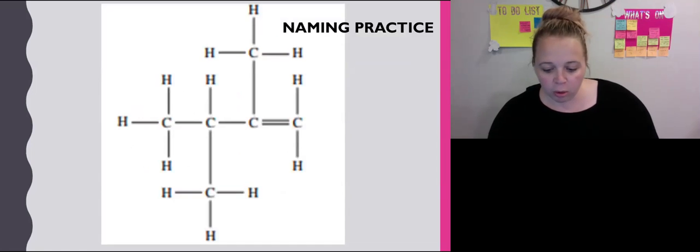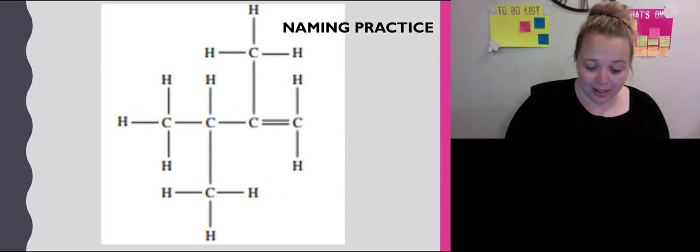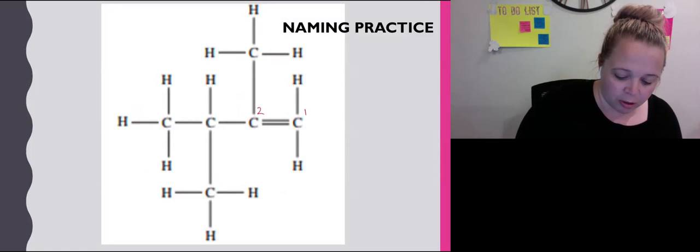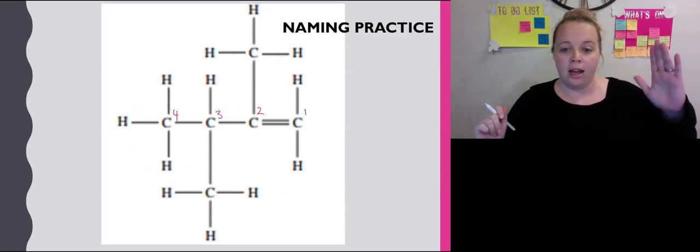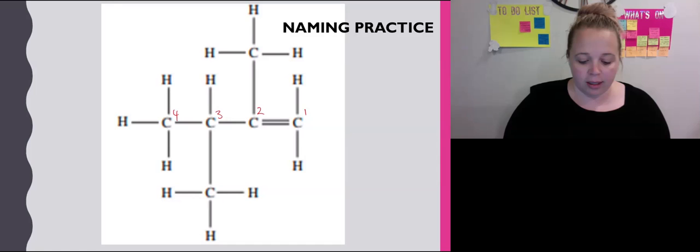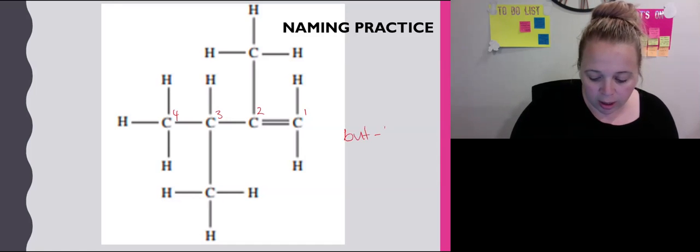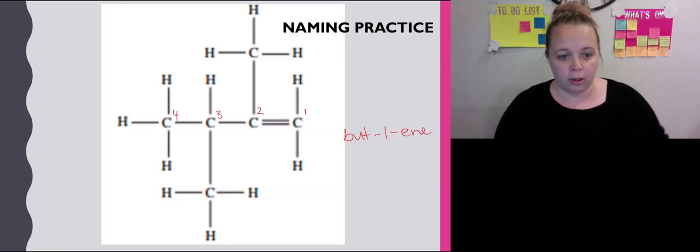Okay, one more. This has got lots of things happening, so pause, give it a go. All right, we're going to go backwards this time. So I'm going to start with the 1 here because I'm looking for my double bond. 2, 3. Now I could go down, but it's much easier if I stay there. So now I'm reading backwards. All right, so we've got but 1 ene. Okay, that's my main chain as we go along here.